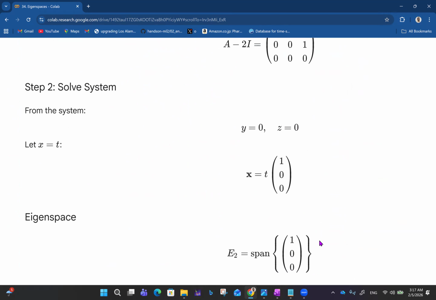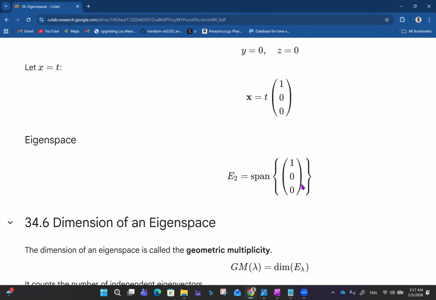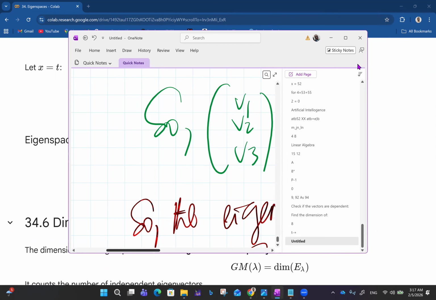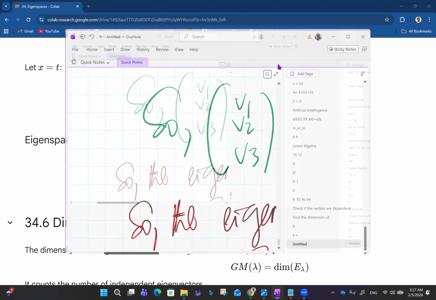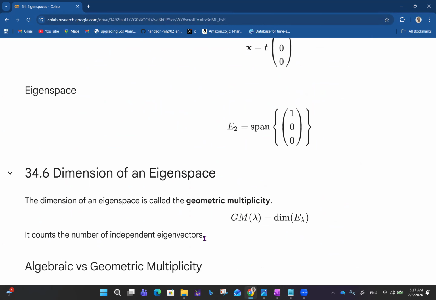That's what happens there. So even if you don't understand this whole Z is zero, Y is zero kind of thing, from what I've explained here, it goes without saying. If you just follow the procedure, you get the gist. So you just get that the eigenspace is the span of 1, 0, 0.